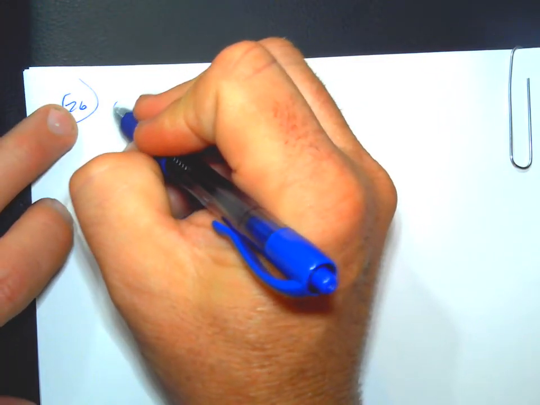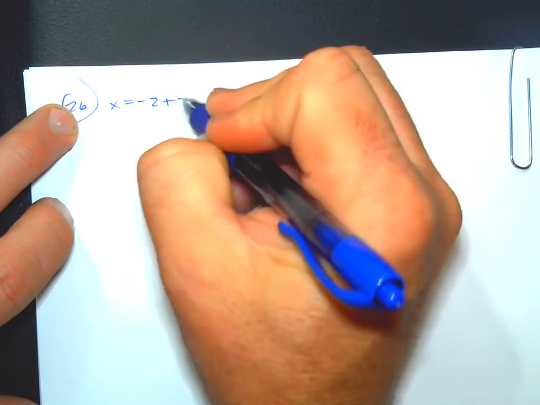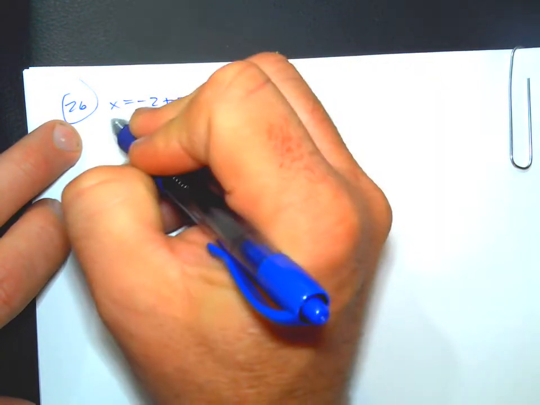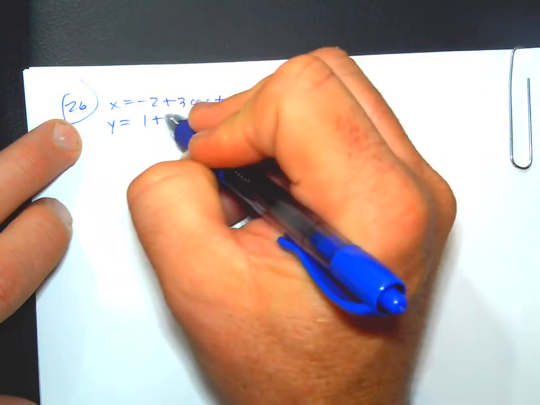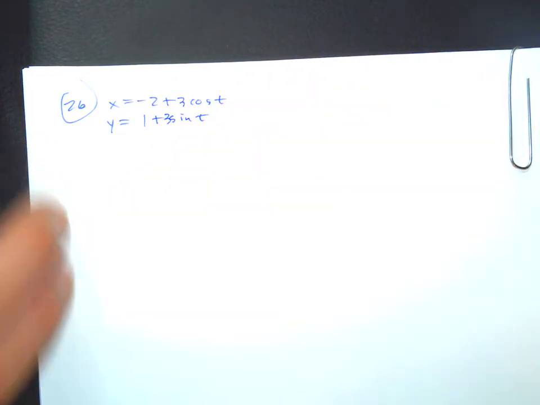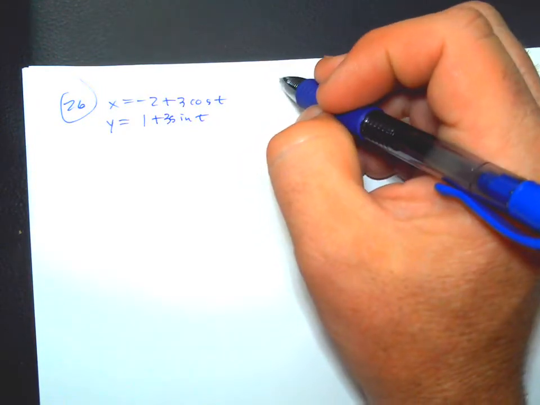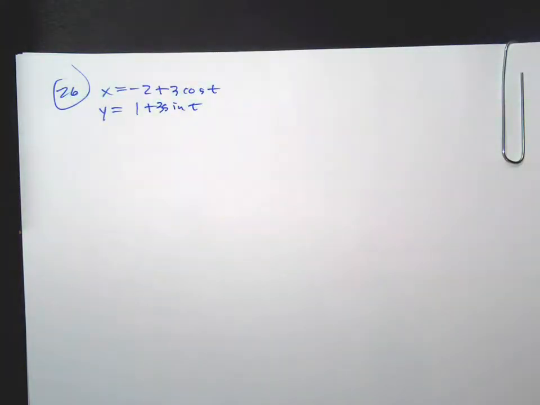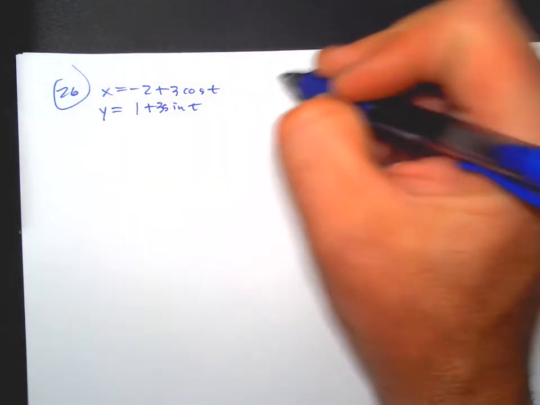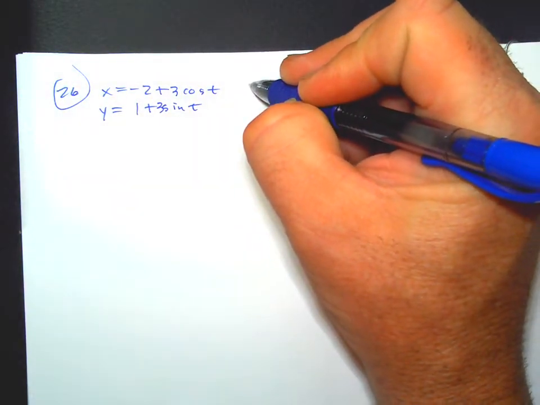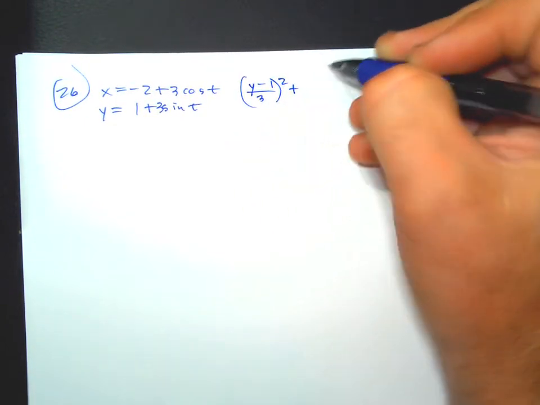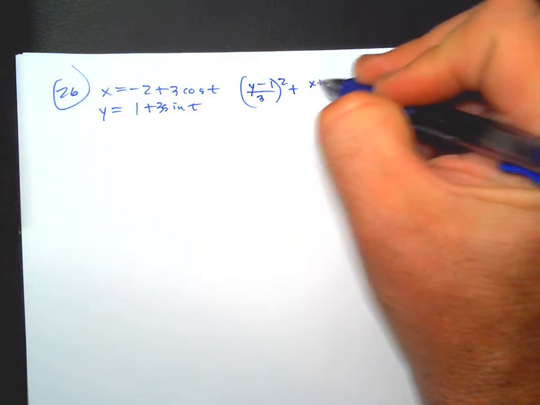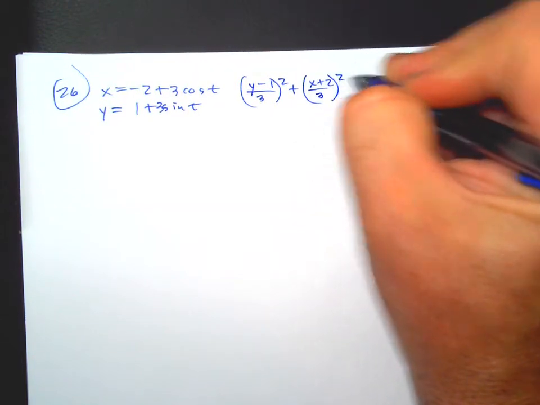26, same kind of problem. x equals -2 plus 3 cosine t. y equals 1 plus 3 sine t. There is no time interval, so I'm going to try and get the Cartesian equation for this real quick just to get a sketch. I want you to do the same thing. So it's going to be sine squared, which is ((y minus 1) over 3) squared, plus cosine squared, which is ((x plus 2) over 3) squared, equals 1.